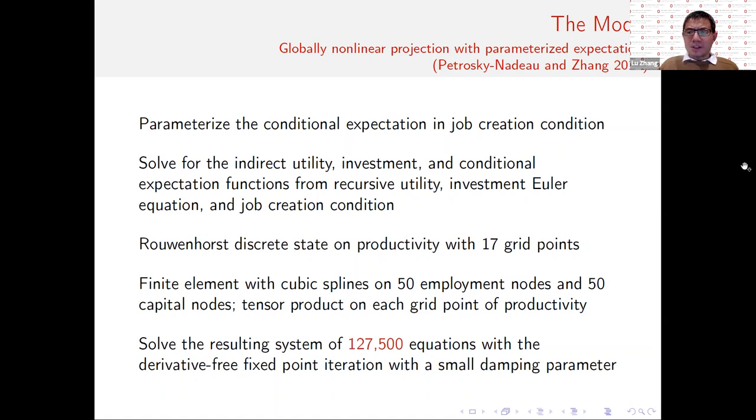Such a large nonlinear system, it took a while for us to wrap our brains around such a tough numerical problem. So that's why it took a while for us to get to this point, but nevertheless, we are here. So we stumbled down to the derivative-free fixed point iteration with a small damping parameter, often used in seminars. We don't go into details, but in actuality, this is the most difficult part of this research program: to get the numerical algorithm to converge, and then spend a lot of time trying to understand exactly how the model behaves in its competitive equilibrium.